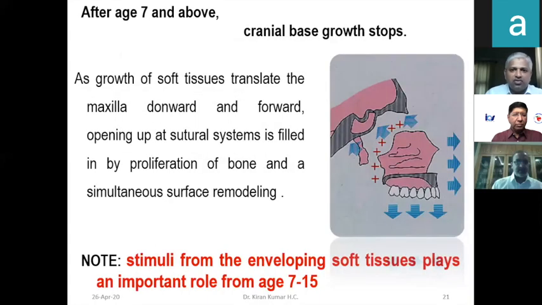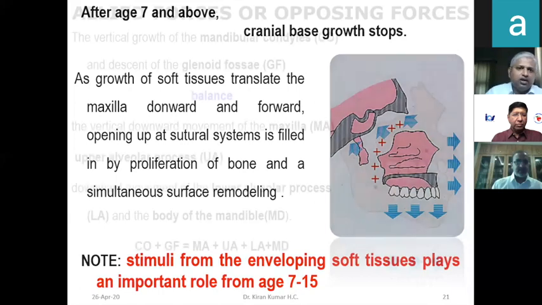In later stages of growth, when the cranial base growth stops, the growth of the soft tissue translates the maxilla downwards and forwards, opening up the suture systems, which are filled in by proliferation of bone and simultaneous surface remodeling. A very important point to be noted is that the stimuli from the enveloping soft tissue play an important role from age 7 to 15, which coincides with the pubertal growth spurt.